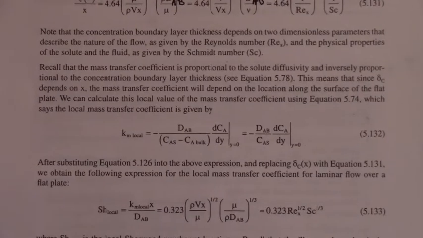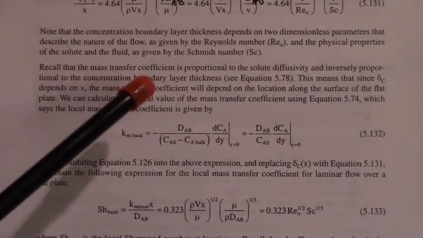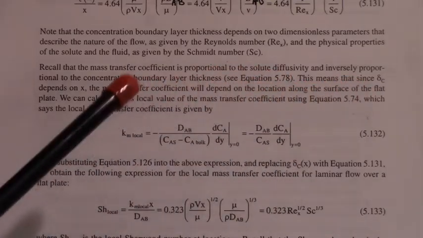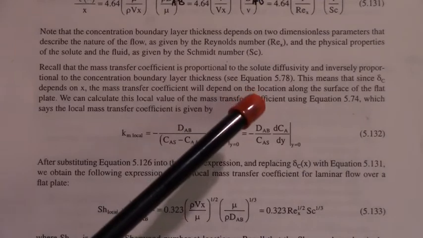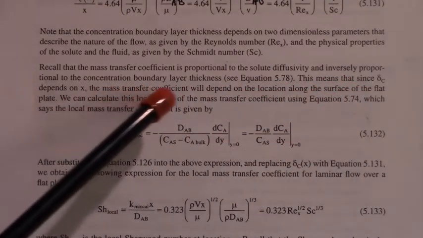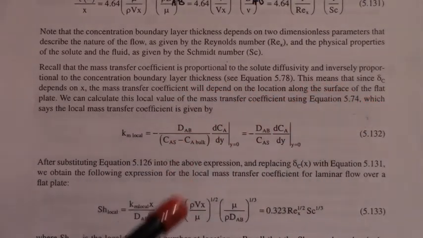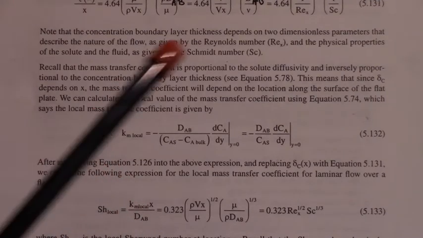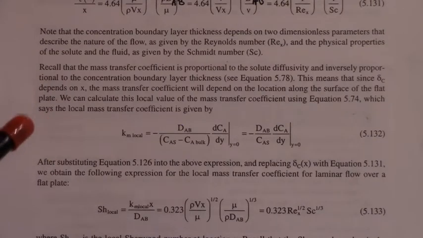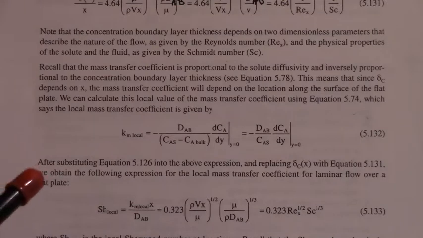So to get the mass transfer coefficient, what we do here is recall that the mass transfer coefficient is proportional to the solute diffusivity and inversely proportional to the concentration boundary layer thickness. So this means that since delta C depends on x, the mass transfer coefficient will also depend on the location along the surface of the flat plate. And we see that if you go back and you look at equation 5(131), you see that the concentration boundary layer thickness depends on x.